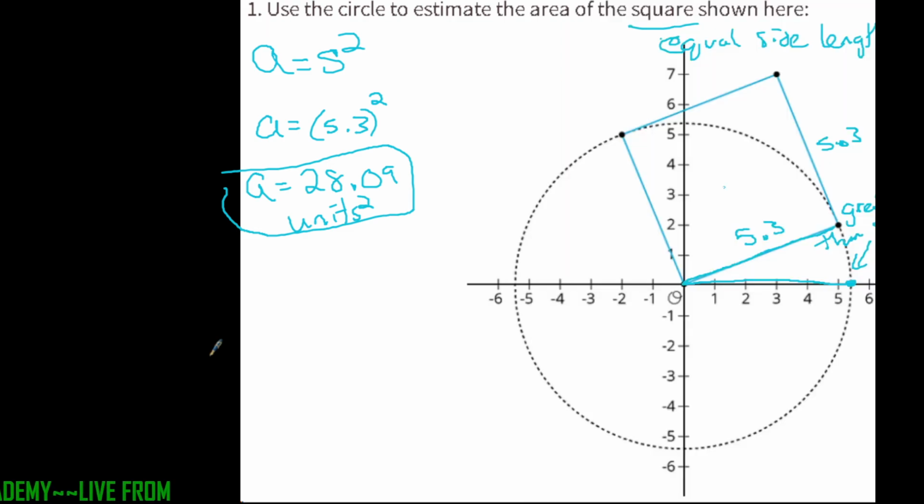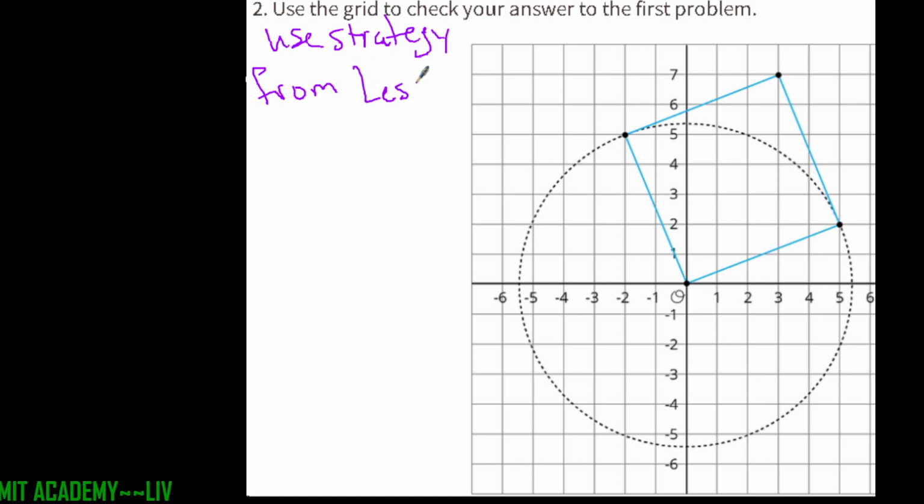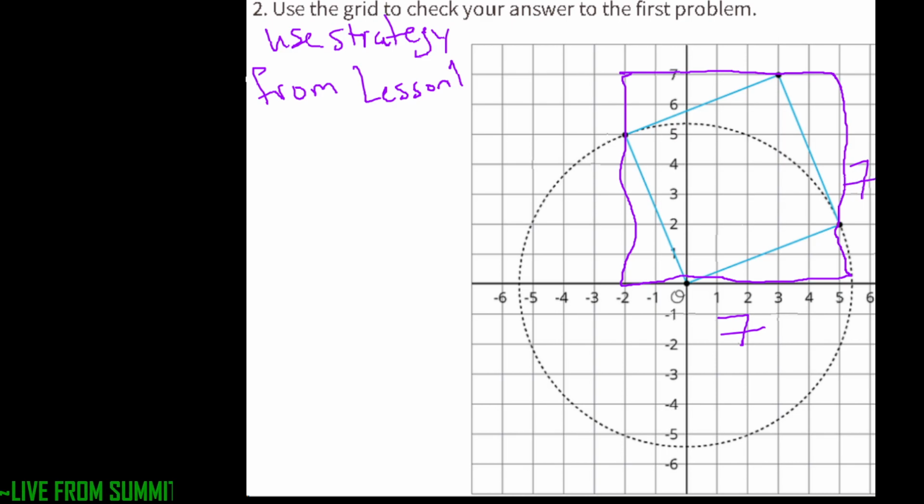However, now you want to say, I can check my answer using the grid in front of the first problem. So what I want you to do is use the strategy from lesson 1. And what that means is draw that big square, just like we've been doing. Find the area of that big square. That side length is 7. So the area of that big purple square is going to be 7 squared, which is 49.